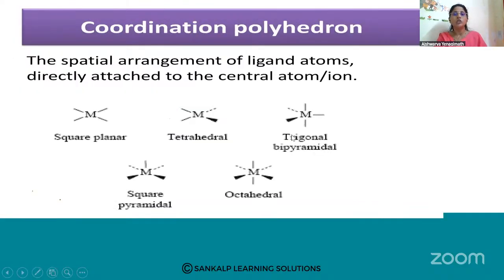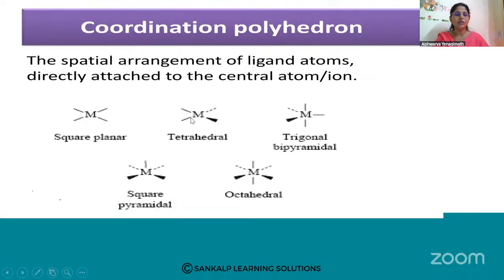Okay, fine. So, coordination polyhedron. What is a coordination polyhedron? The spatial arrangement. 3 ligands are attached to the central metal atom, 4 ligands are attached, 5 ligands are attached, 6 ligands are attached. When that happens, how will these ligands be directed in 3-dimensional space? So the spatial arrangement of the ligand atoms directly attached to the central metal ion or atom is called the coordination polyhedron. It will give a shape. That is what we call the coordination polyhedron.